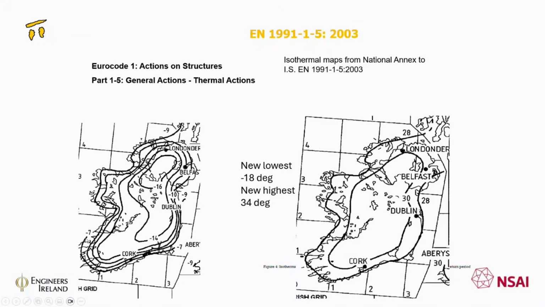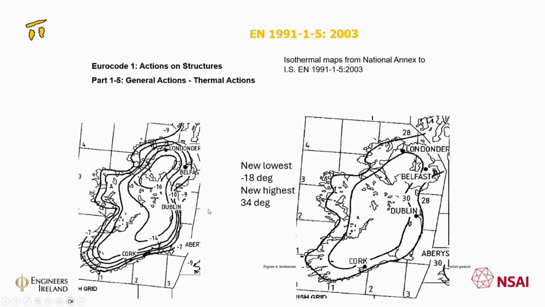And in that, the minimums were around -7 down around the southern seaboard to -16 up around Monaghan, Cavan, Fermanagh, etc. And the maximums have gone up since this old map. This was 28 and 30, and now we're talking of between 30 and 34. So these have been revised, so there will be changes. So the new lowest is -18, new highest 34. So there's a significant enough difference to be taken there.